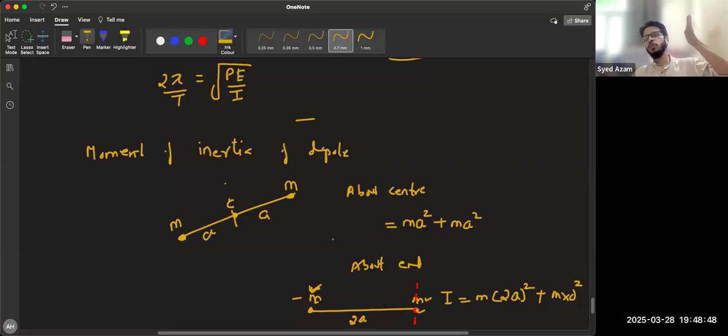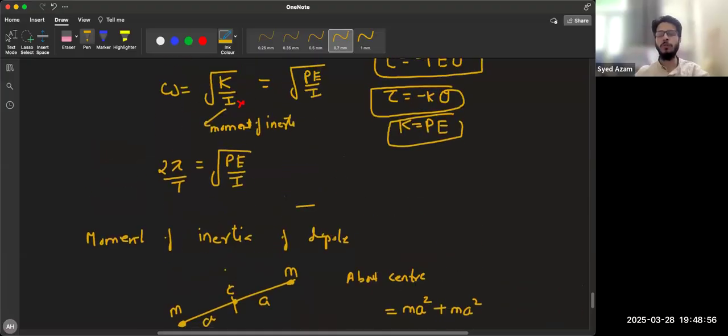In some numericals, you are supposed to calculate moment of inertia from the center of dipole. In some numericals, you are supposed to calculate moment of inertia about the end.